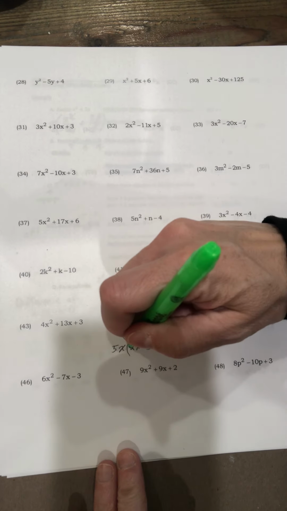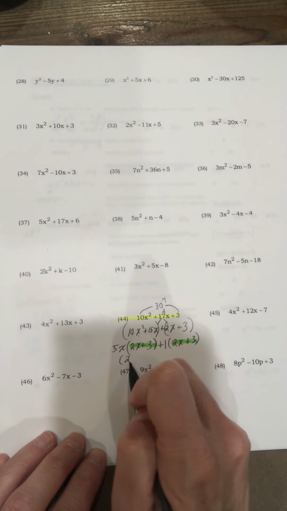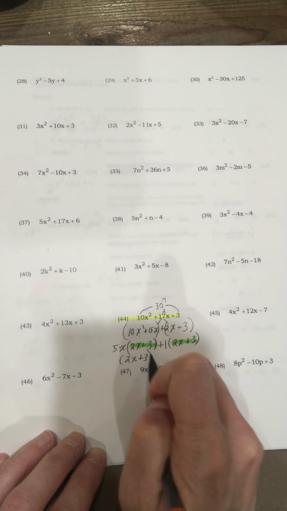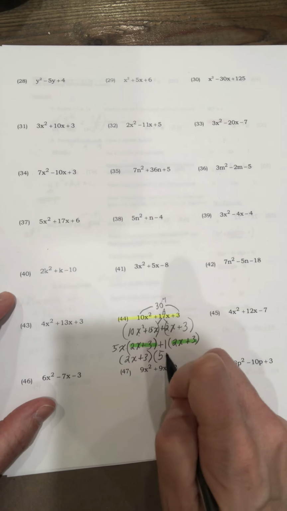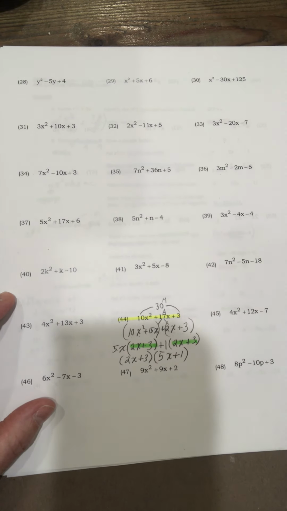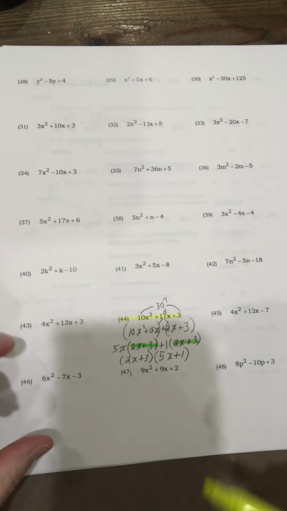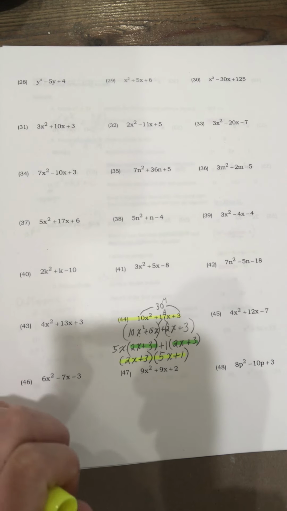Now I have a common binomial factor. Common binomial factor. So I can actually pull that out. That common binomial factor is x plus 3. I can factor that out. And what would I be left with? I would be left with 5x plus 1. And this would be my final answer. All right.